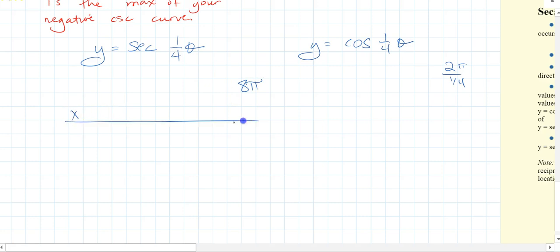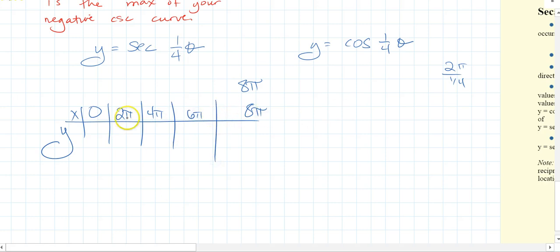So on my t-table, I'm going to go from 0 to 8 pi by 1/4 of that, which is 2 pi. So it'll be 2 pi, 4 pi, 6 pi, 8 pi. And now I'm just going to find the cosine at 1/4 of 0. The cosine is 1, because 1/4 of 0 is 0. Cosine at 0 is 1.